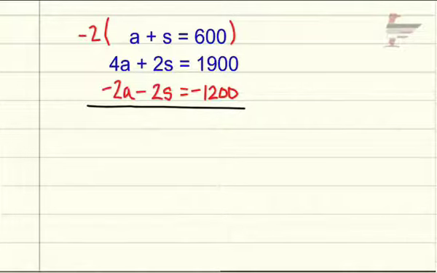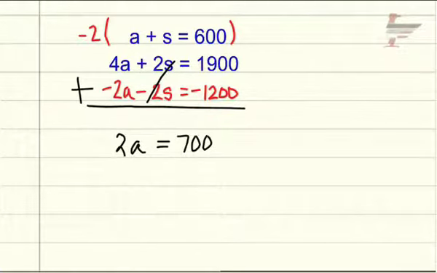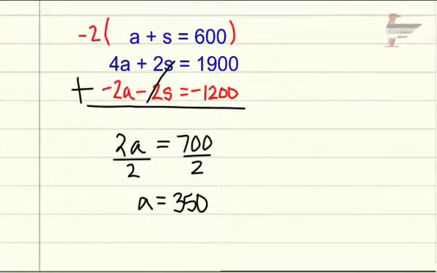4A minus 2A, or plus a -2A, is 2A. 2S plus a -2S, that is what's eliminating for us. And then 1,900 minus 1,200 is 700. Divide by 2, and A is equal to 350. So that tells us that we sold 350 adult tickets.